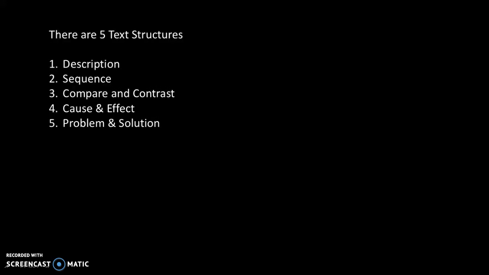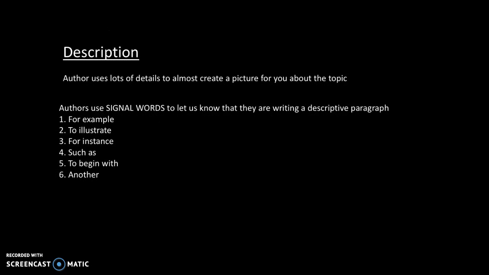And there are 5 text structures: description, sequence, compare and contrast, cause and effect, and problem and solution. Today we're going to focus on description and sequence. So starting with description. Description is when the author uses a lot of detail to almost create a picture for you about the topic. A way to know that it's description is to look for signal words. These tell us that it's description. For example: to illustrate, for instance, such as, to begin with, another. There are many more than that; those are just 6 to help you.